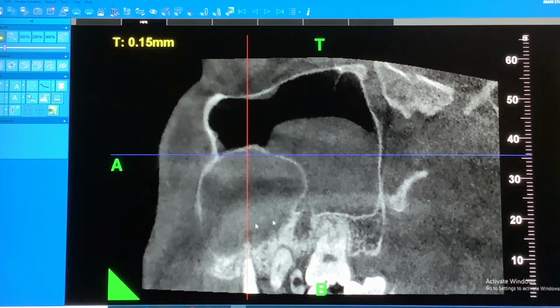So we can appreciate a periapical lesion into the maxillary sinus as well as a pure maxillary sinus pathology as well.